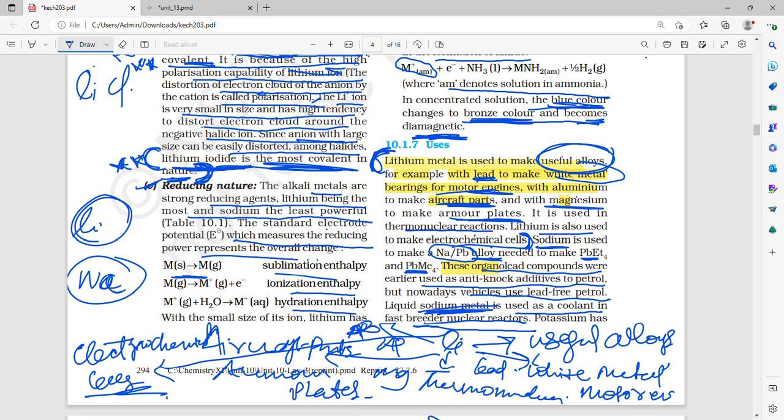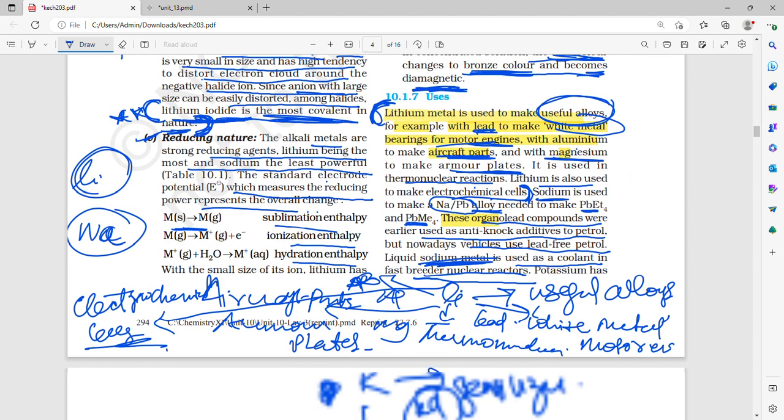Now, reducing nature. Alkali metals are strong reducing agents, but lithium has the most negative E naught value, and it is the strongest reducing agent, and sodium is the least powerful reducing agent. The standard electrode potential E naught values, which measure the reducing power, represent the overall change. That is M solid to M gas, sublimation enthalpy; M gas to M+ plus electron, that is removing one electron, ionization enthalpy; then M+ plus H2O gives M+ aqueous, that is hydration enthalpy.